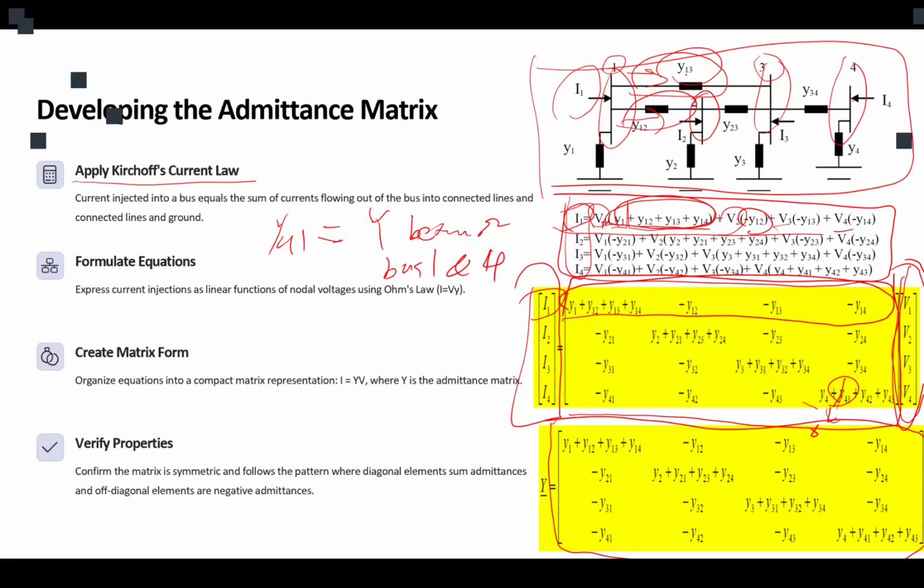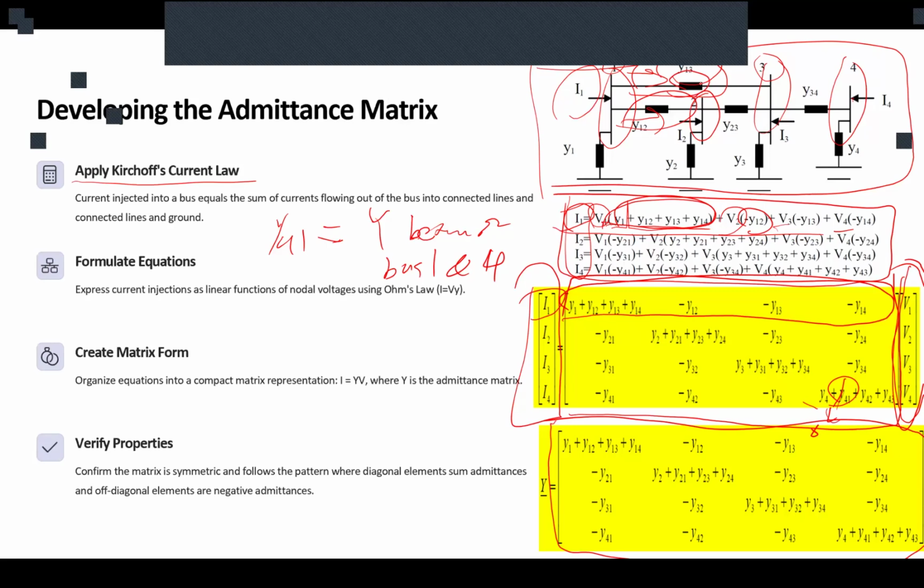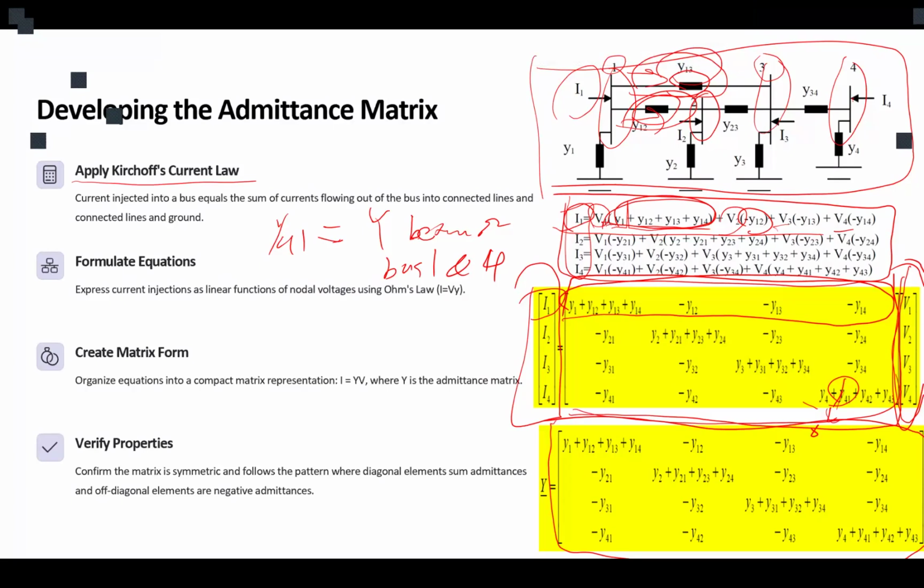Now, 1 and 3 has an admittance. 1 and 2 has an admittance. But 1 and 4, we don't have a straight connection, a direct connection. So it's 0. That's the meaning of topological graph. It's actually what's out there. Now, this is, for example, the admittance matrix for this graph, for this grid.